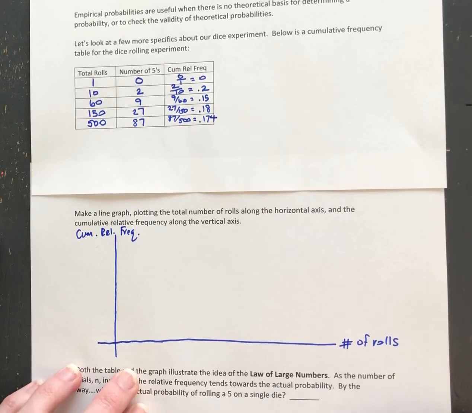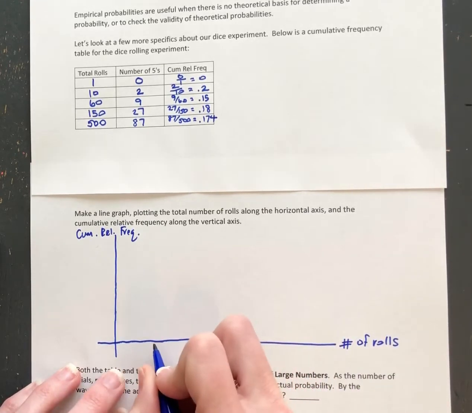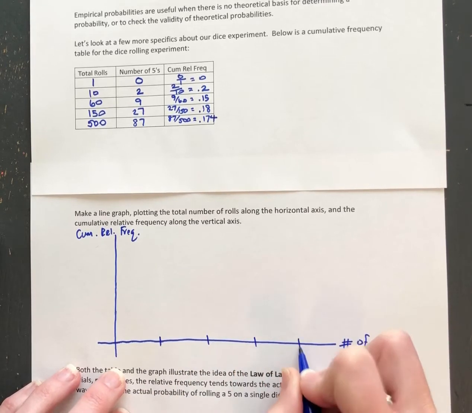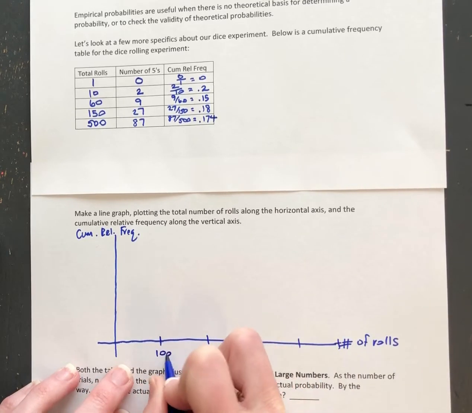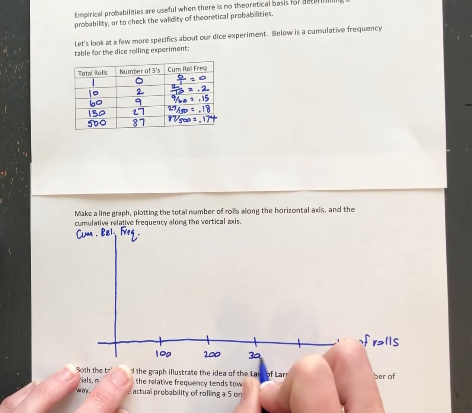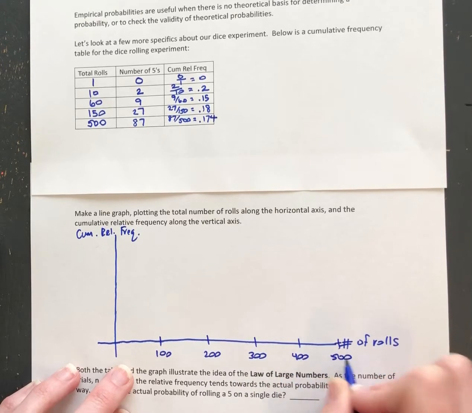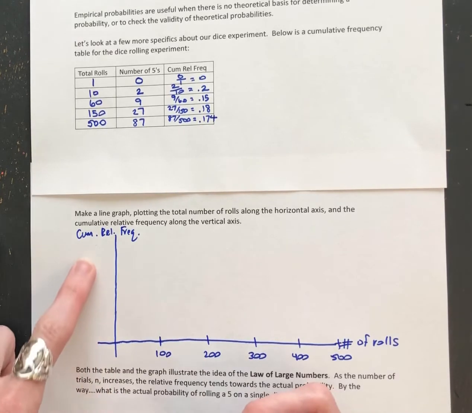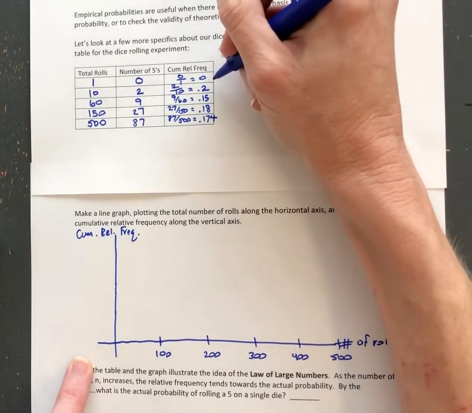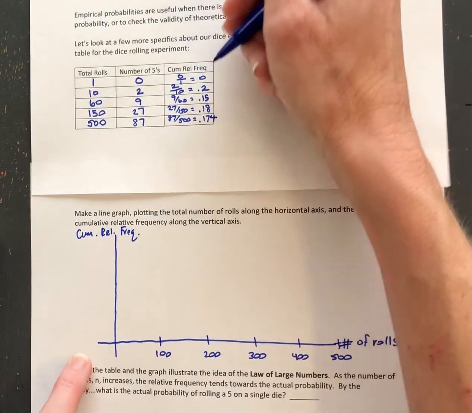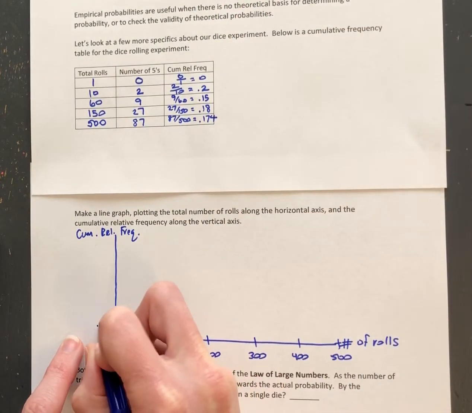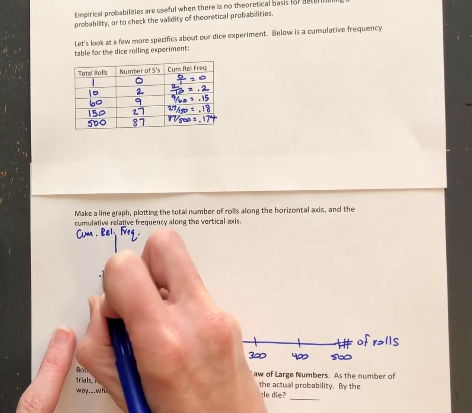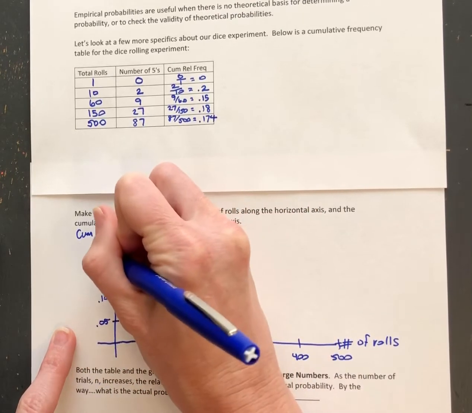Okay, and so we have, let's see, that's about 100, 200, 300, 400, 500. And our cumulative relative frequencies, our smallest one was 0, our largest one happened to be 0.2. So I'm going to do 0.05, 0.10, 0.15, and 0.20.